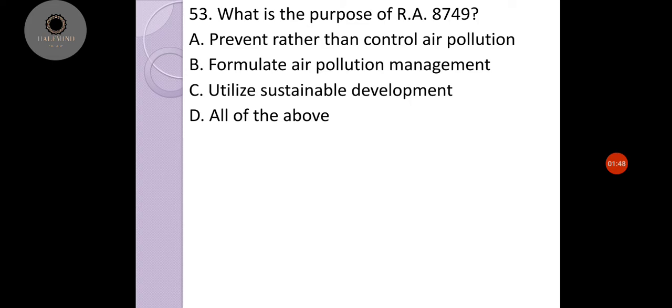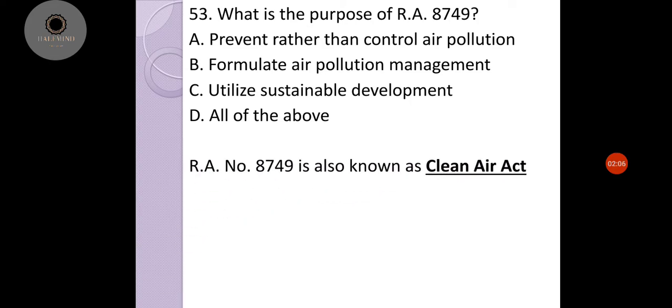53. What is the purpose of Republic Act 8749? Is it A, prevent rather than control air pollution, B, promote air pollution management, C, utilize sustainable development, and D, all of the above? Okay? So ano ba yung RA 8749? RA 8749 is also known as the Clean Air Act.